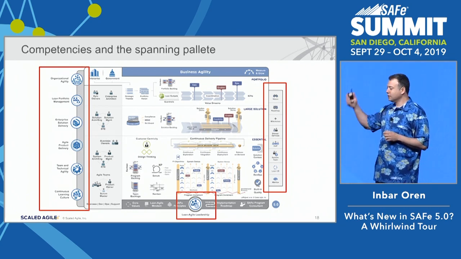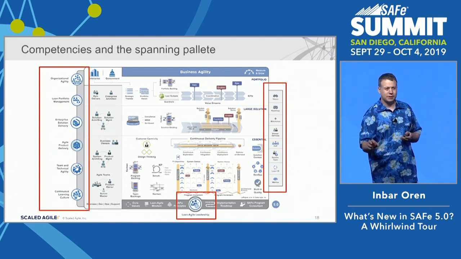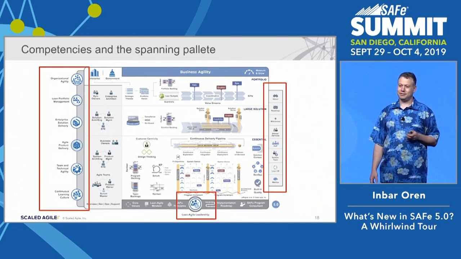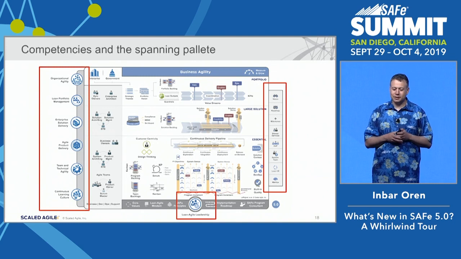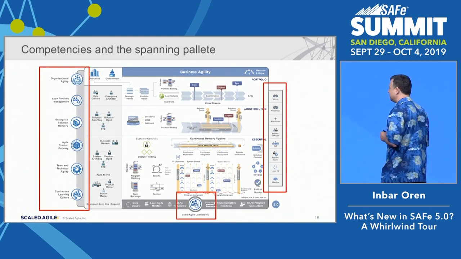So we move the competencies to the left. All the competencies except one. Leadership is at the bottom. Why? Because it's the foundation of everything, right? This is what anchors everything. This is what allows us to create the transformation we strive to succeed with.